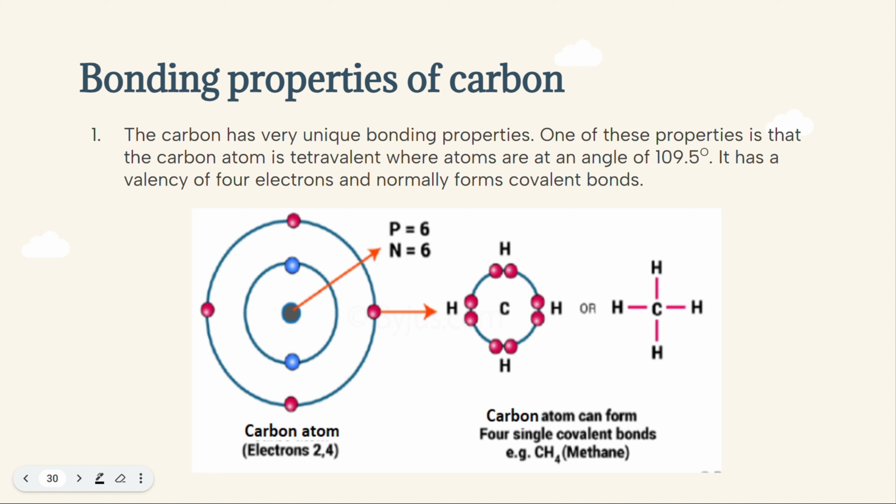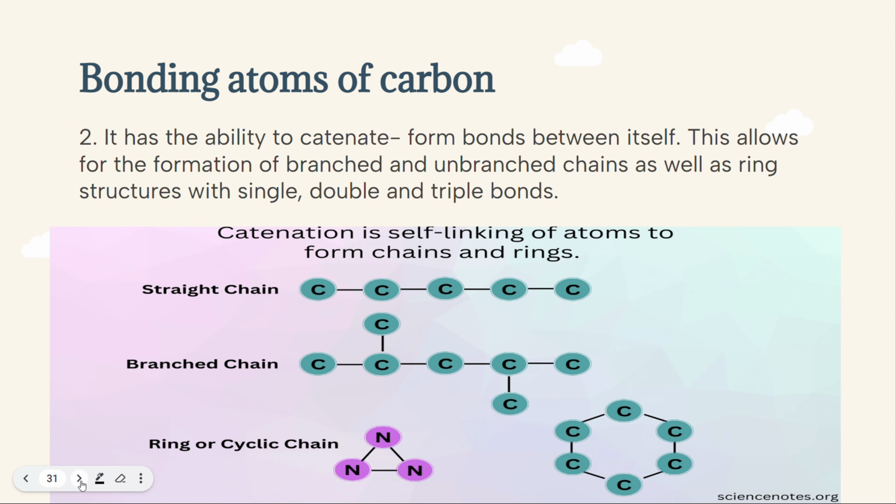Just remember that carbon is tetravalent. It's able to bond 4 times and it has a valency of 4. The next property of carbon is that it has the ability to catenate, and catenate means that it's able to bond with itself. Looking at these structures, we have carbon bonding with carbon, forming a single bond with carbon, and it's just continuing. Likewise down here, same for these ring structures here.